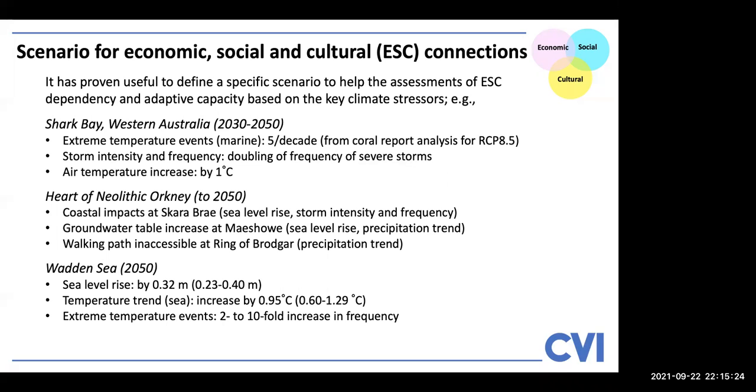A third example for the Wadden Sea in Northern Europe. Here we lent again into the climate projection information to say sea level rise was projected to increase by 32 centimeters. The temperature of the ocean would increase by nearly 1 degree Celsius, and that extreme temperature events would see a 2 to 10-fold increase in their frequency. By considering these scenarios, we were able to map forwards the potential impacts on the community.